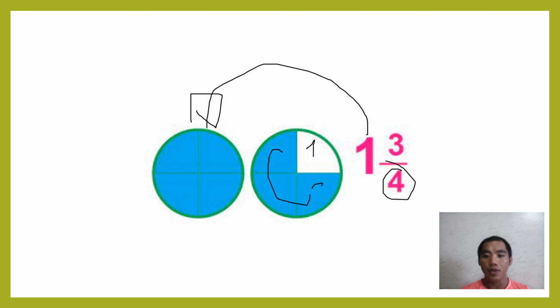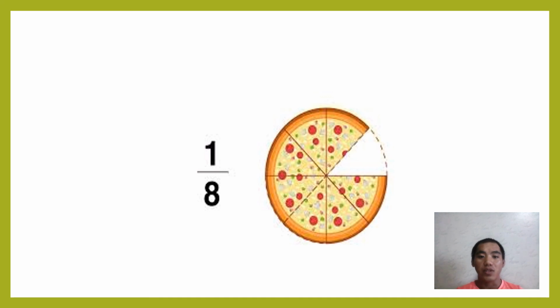Okay, 1, 2, 3, and 4. There are 4 divisions in a circle, or 4 pies in a circle. So that will be the denominator, while 3 refers to the colored divisions in a circle. So that's 1 and 3/4. And another example, we have here a fraction which is 1/8. So 1/8 is being represented by the diagram on the right side.